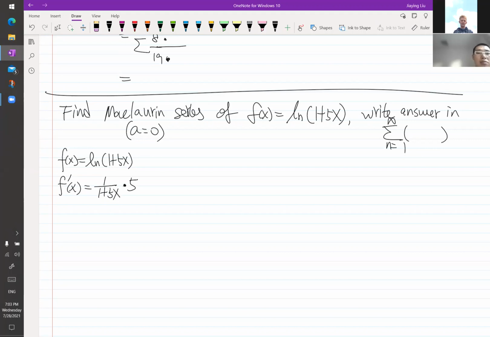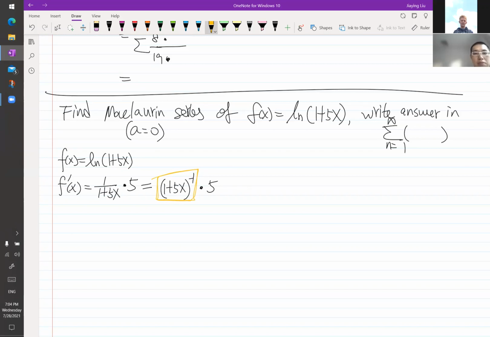I'm going to rewrite this to make it easy for the following step. So I'm going to write it as 1 plus 5x to the negative first power. That's a fraction, multiplied by 5. The reason I'm putting it this way is that when I find the second derivative, I can just focus on this part because the 5 is a constant. It doesn't get involved, right?